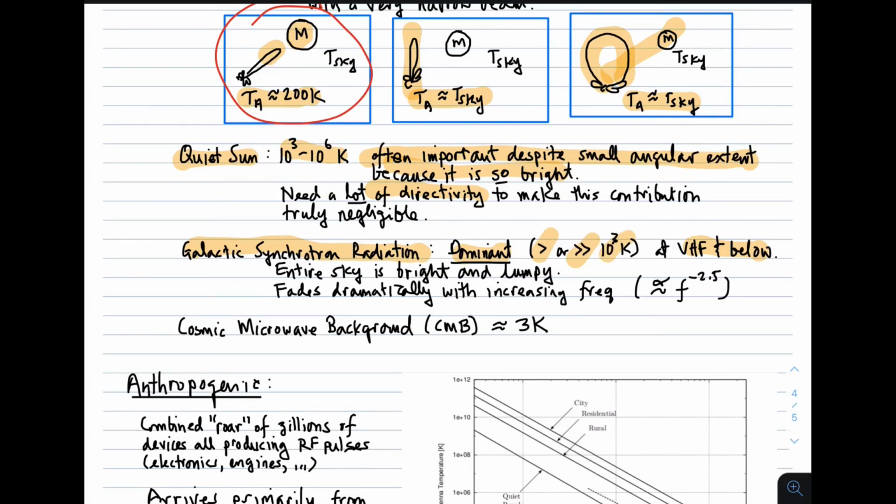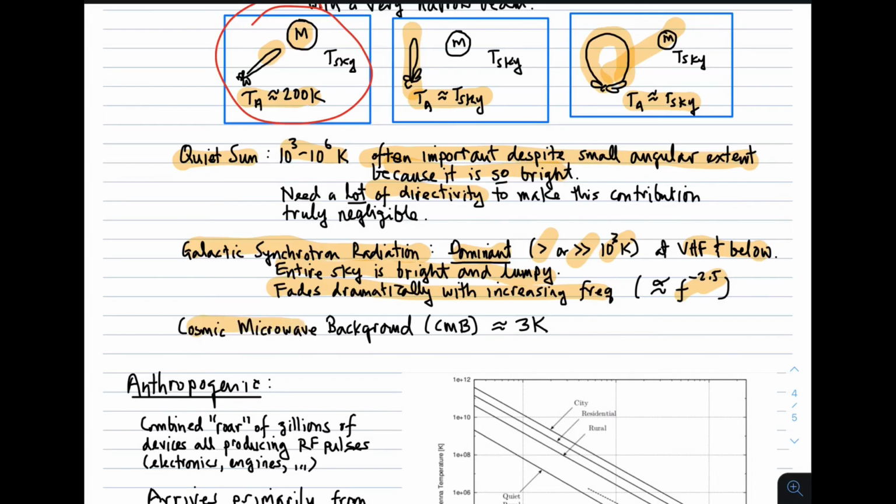So we're talking about brightness temperatures comparable to that of the quiet sun, but much more difficult to avoid because the galaxy occupies a huge chunk of the sky and not just a small circle like the sun does. So the entire sky is bright and lumpy at frequencies VHF and below. You see brightness temperature on the order of thousands of kelvins below 100 megahertz. The good news, though, is that it fades dramatically with increasing frequency. In fact, these numbers go down in proportion to approximately frequency to the 2.5. So by the time you get up to gigahertz frequencies, this galactic background is typically insignificant.